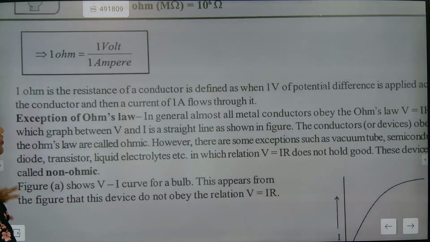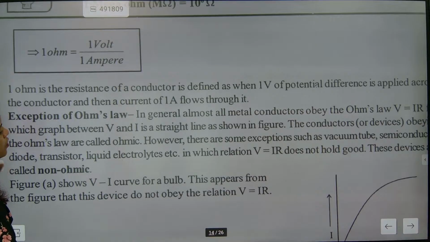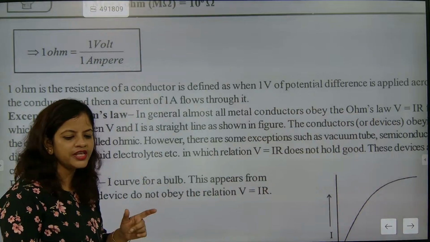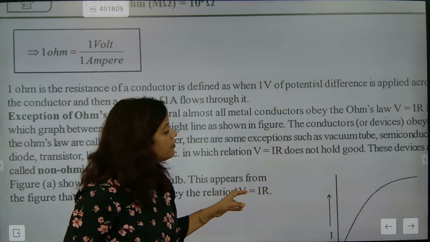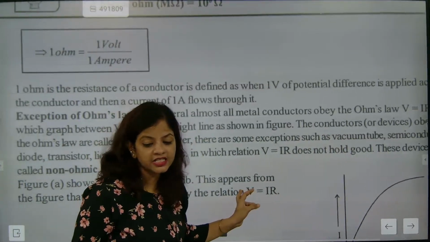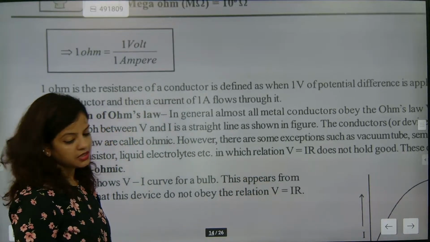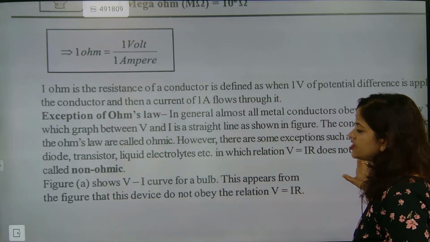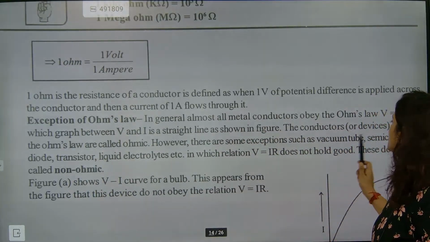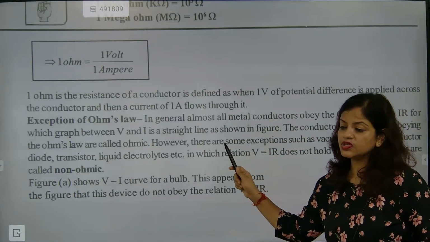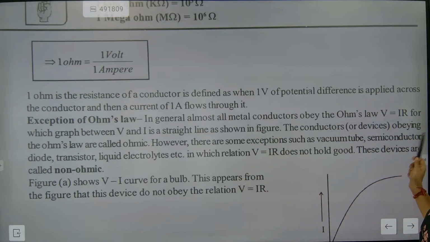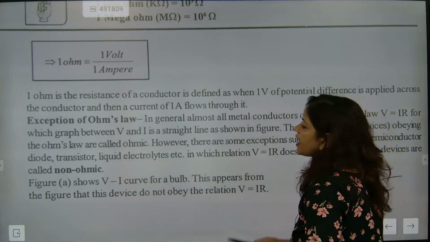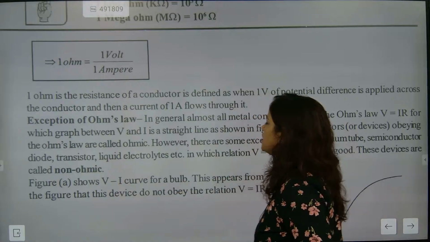Now, the conductors obey Ohm's law. However, there are some exceptions. Write down the exceptions. First exception is vacuum tube. Second one is semiconductor, semiconductor diode, transistor, liquid electrolyte, etc.